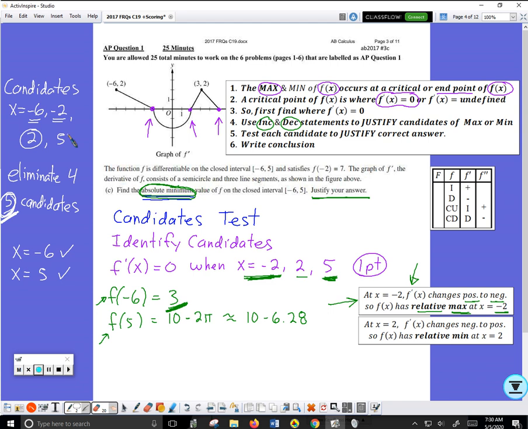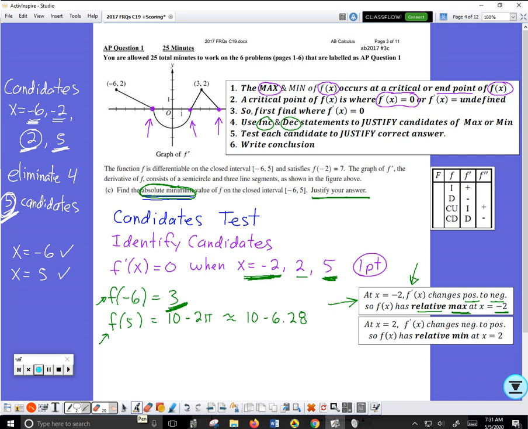And I've eliminated that because the y-coordinate on f at x equal negative 6 is actually lower than the y-coordinate of f when x is equal to 5. So one last place to check, which is right here. So let's do that. I have to use the fundamental theorem to do that one.